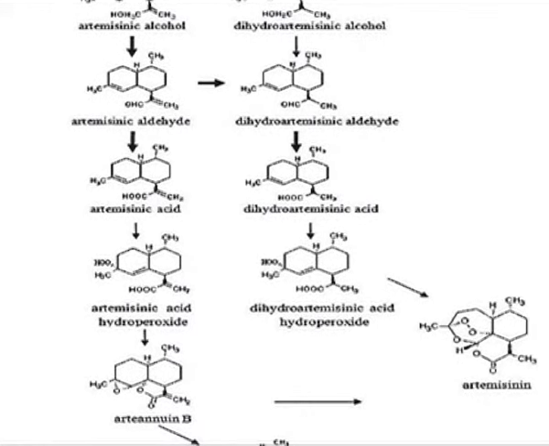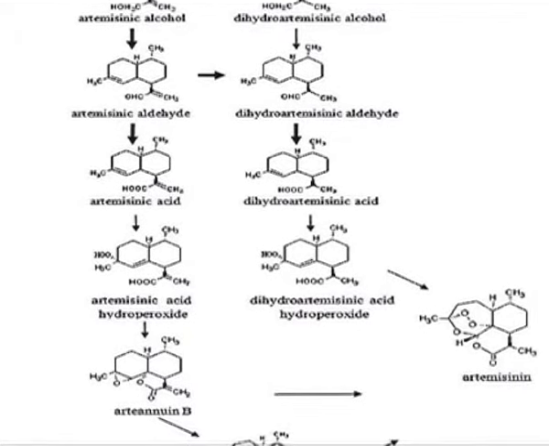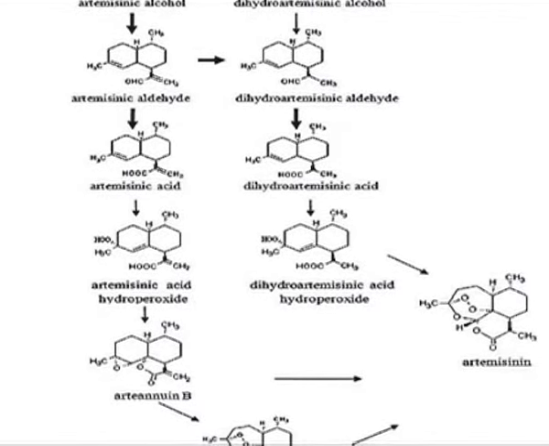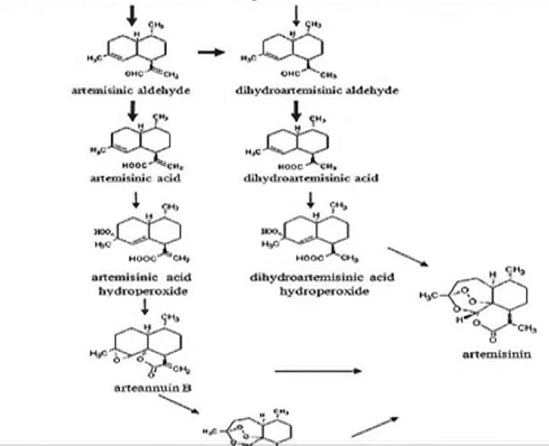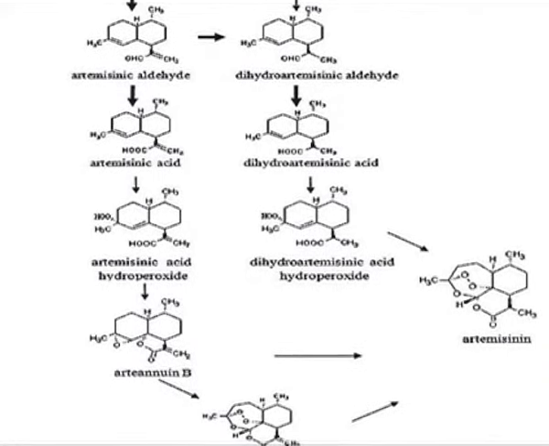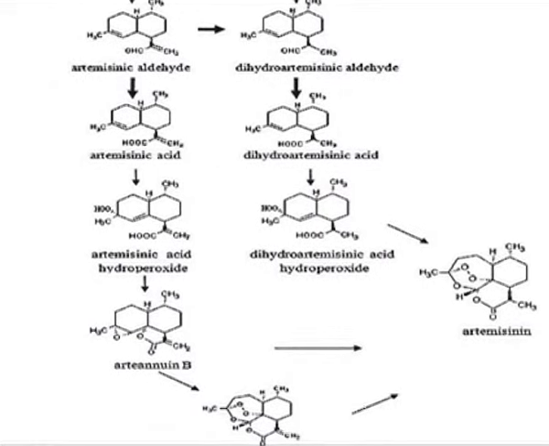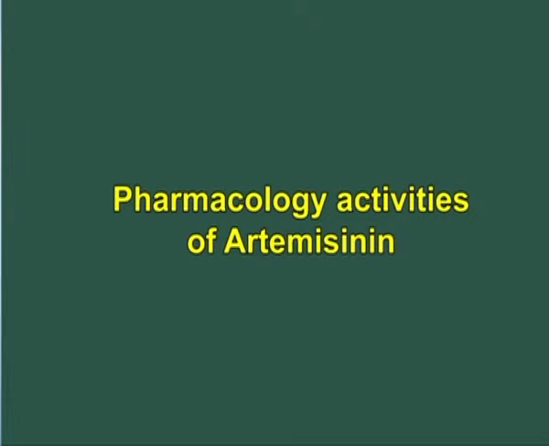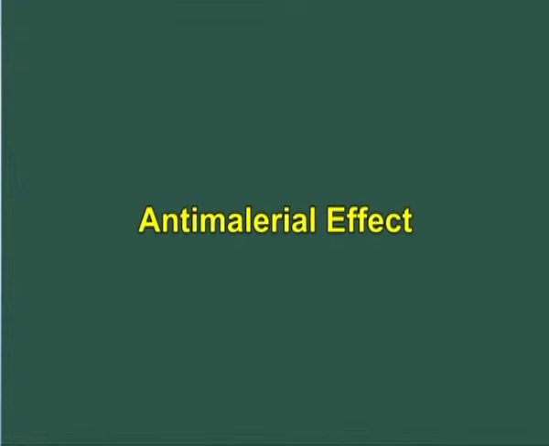Dihydroartemisinic acid then undergoes photooxidation to produce dihydroartemisinic acid hydroperoxide. Ring expansion by the cleavage of the hydroperoxide and a second oxygen-mediated hydroperoxidation finish the biosynthesis of artemisinin. Now, we move towards the pharmacological activities of artemisinin. Mainly, it is an antimalarial drug. Apart from that, it is also used in the treatment of cancer. First, we will study the antimalarial effect.